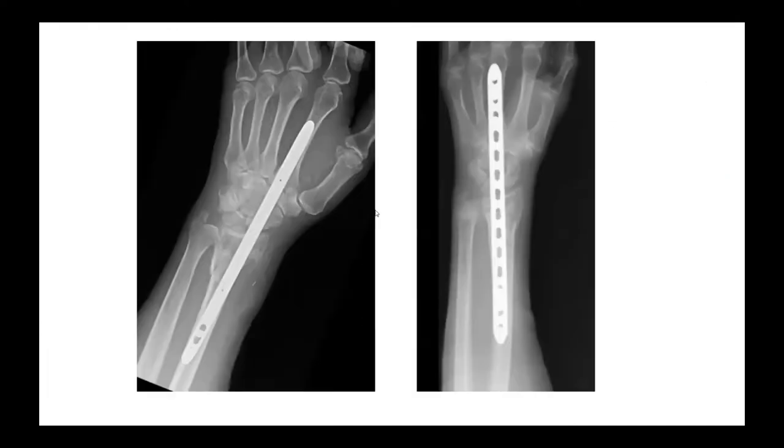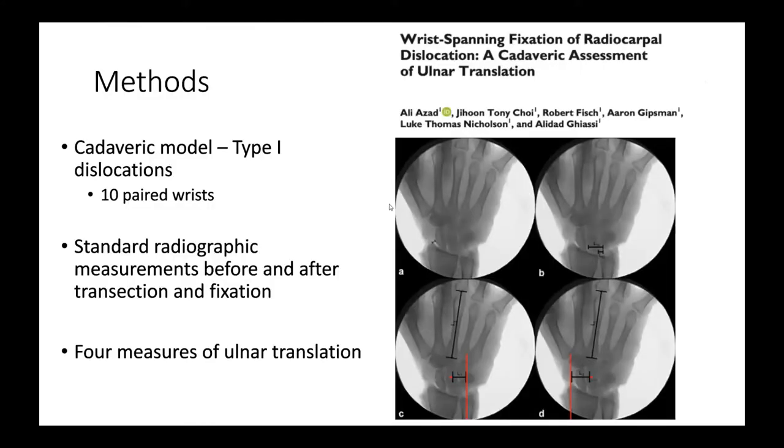There's two main mechanisms for using this dorsal plate, similar to complex distal radius fractures. It can be affixed to either the second metacarpal shaft or to the third metacarpal. And in the paper we'll be describing, our authors were interested in whether one had a higher propensity to contribute to ulnar translation of the carpus on the distal radius. And so they chose to use a cadaveric model to study this.